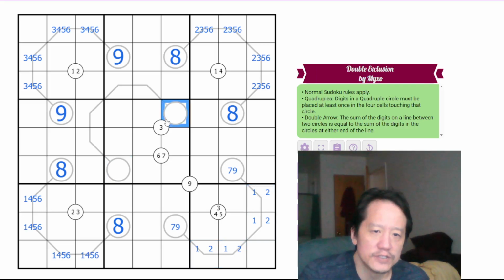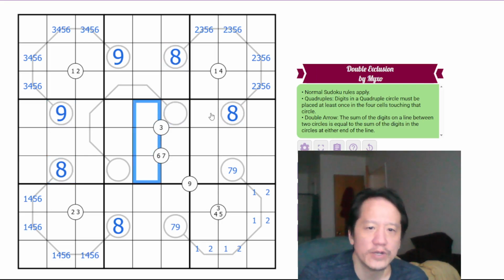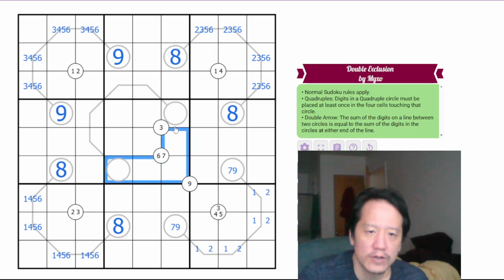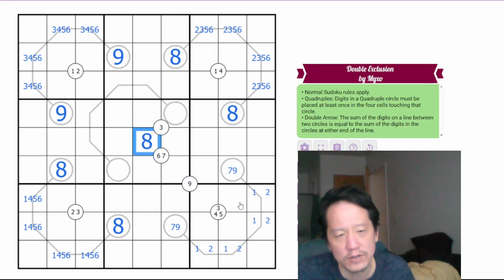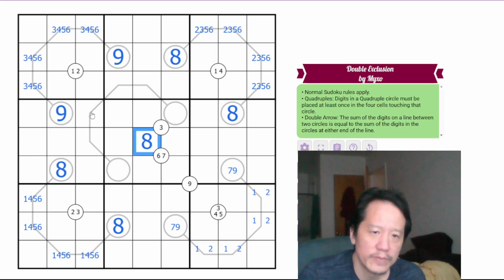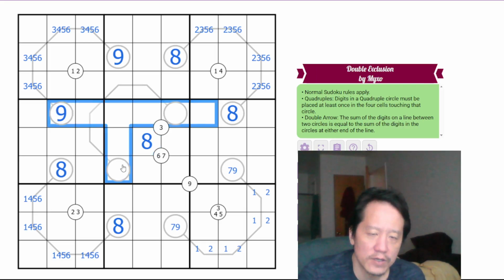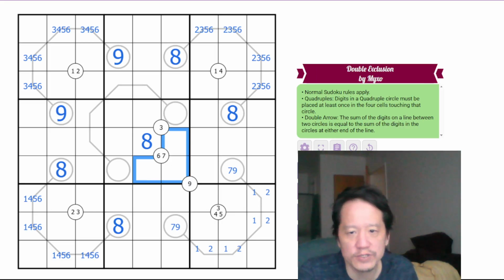What about these digits? These digits are at most 7 and 7, because this cannot be 8 or 9 because of 8 and 9 here. This cannot be 8 or 9 because 8 and 9 here. Also, 8 cannot be here in this middle box. Can't be here, can't be here, can't be here, can't be here. Whereas the 8, it must be here. 9 cannot be here or here. So 9 has to be one of these 3 digits.